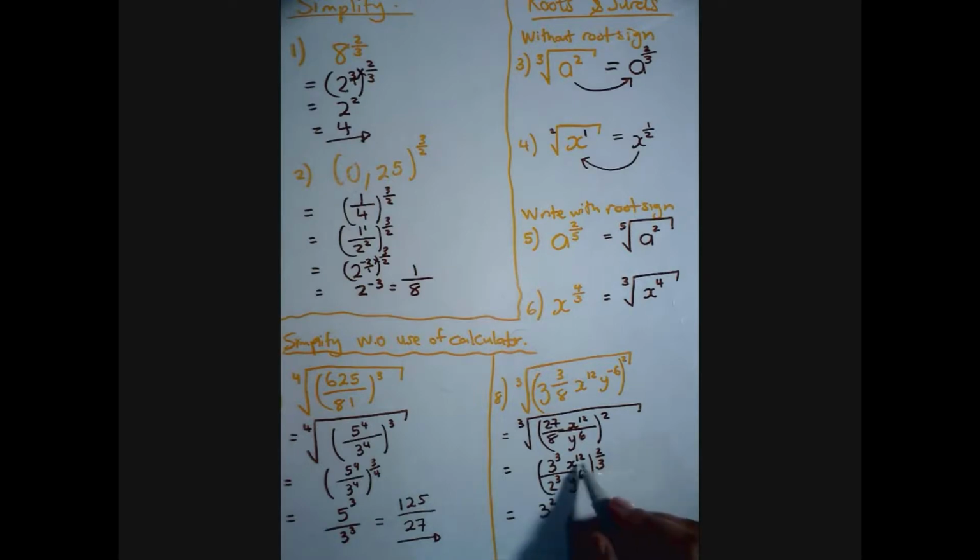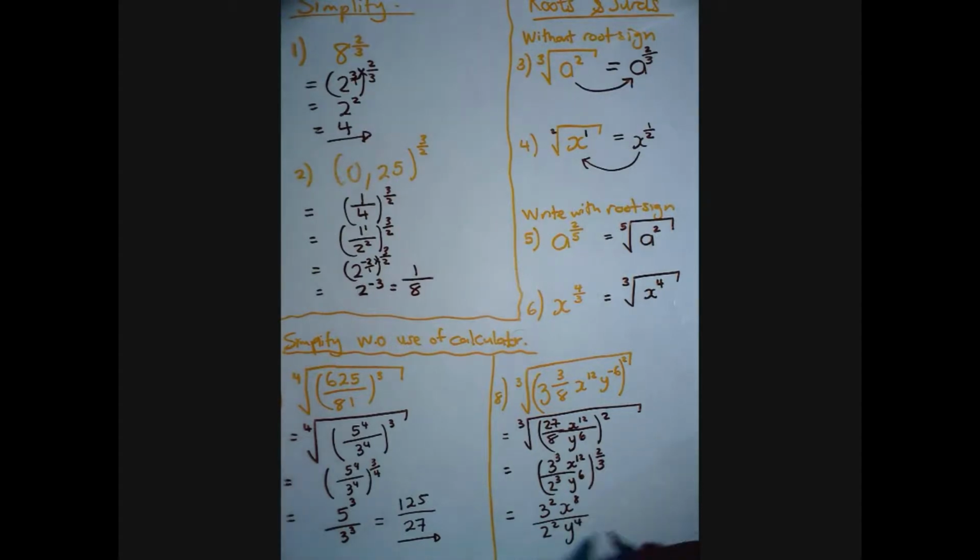Now this, right, so 12 times 2 is 24. 24 divided by 3 is 8. So x to the power of 8. 3 cancels out with that, so it's 2 to the power of 2. 6 times 2 is 12. 12 divided by 3 is 4. So we have y to the power of 4.